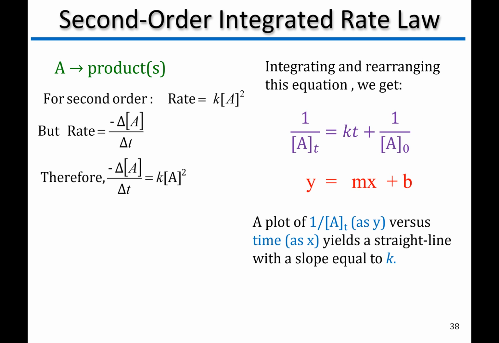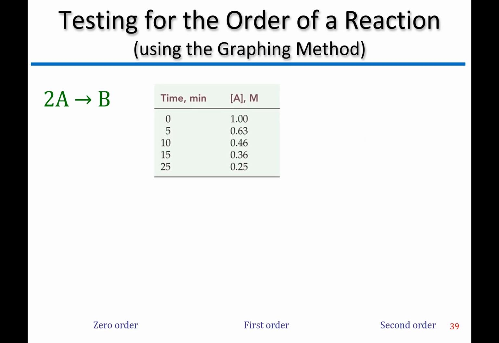Okay, so great. What can this be used for? I mean, what do I really want to do with that? So this is what we can do with it. If I have a set of data, so I have time and the concentration of A, I can make 3 plots. This is a graphing method to determine the order of a reaction. So I can determine the order of a reaction using nothing but a set of time and concentration data. So here I just have 2A goes to B.